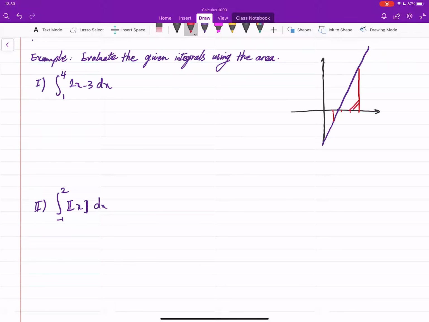So here you see that there are two regions, here and there. Both of them are triangles, so we can compute those. Based on what we had above, this is equal to the area of the small triangle. But since it is below the x-axis, we have to subtract that, and add to that the area of the bigger triangle.